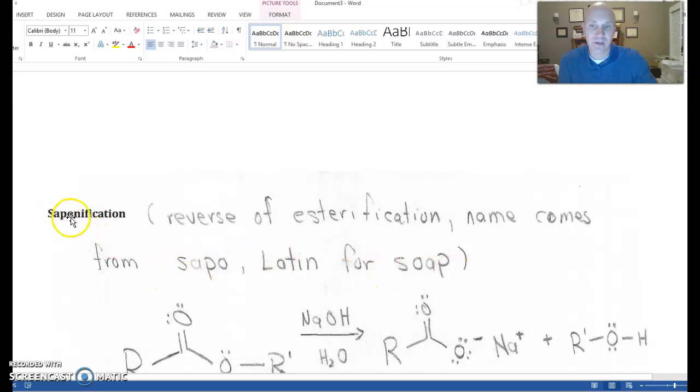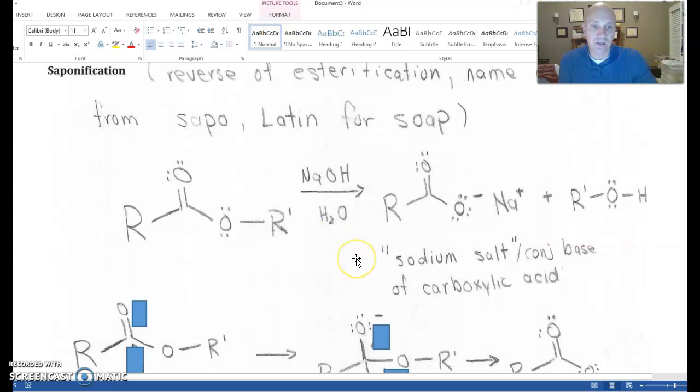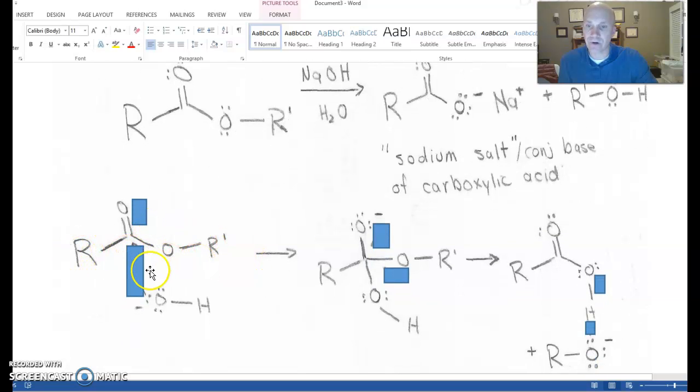In fact, the name saponification comes from sapo, which is Latin for soap. So here's the overall reaction. You're going to take your ester and treat it with sodium hydroxide and water, and this would definitely be sped up with heat, but as you recall when we made soap, it doesn't necessarily require heat. So as far as the mechanism goes, let's start with our ester right here.